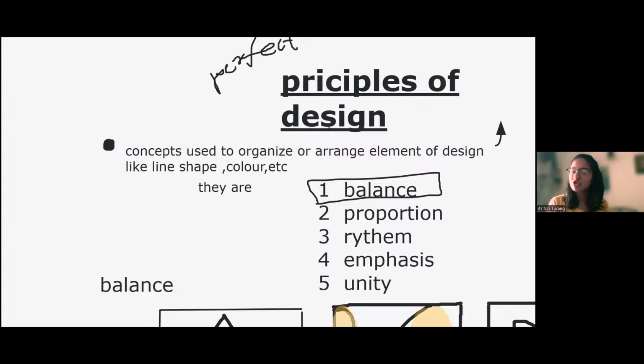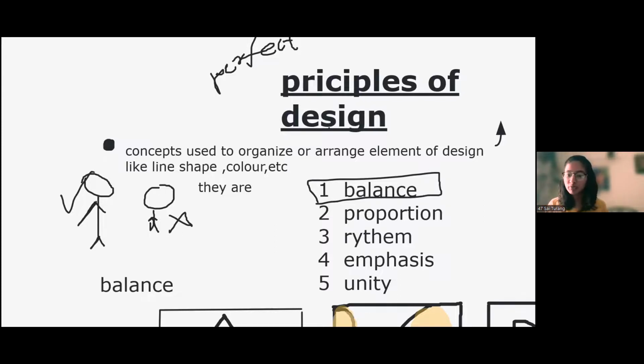Okay, now what is proportion? Basically, proportion is proportion. Take, for example, a human. You can't have the body smaller than the head of the human. You cannot have it like this. This is not in proportion, but this is in proportion. The head to body ratio is an example of proportion.